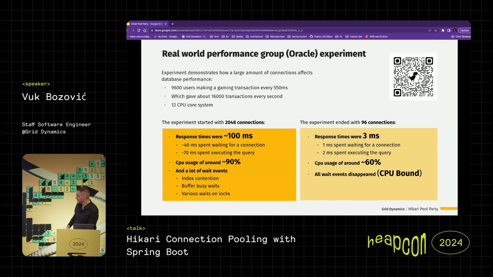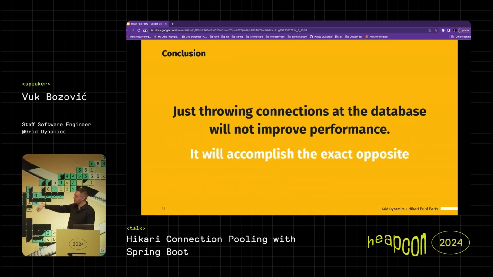And the important thing was that wait events were gone, meaning that our application was now CPU bound, thus improving scalability infinitely, which leads me to my final point. Just throwing connections at the database will not improve performance. It will accomplish the exact opposite.